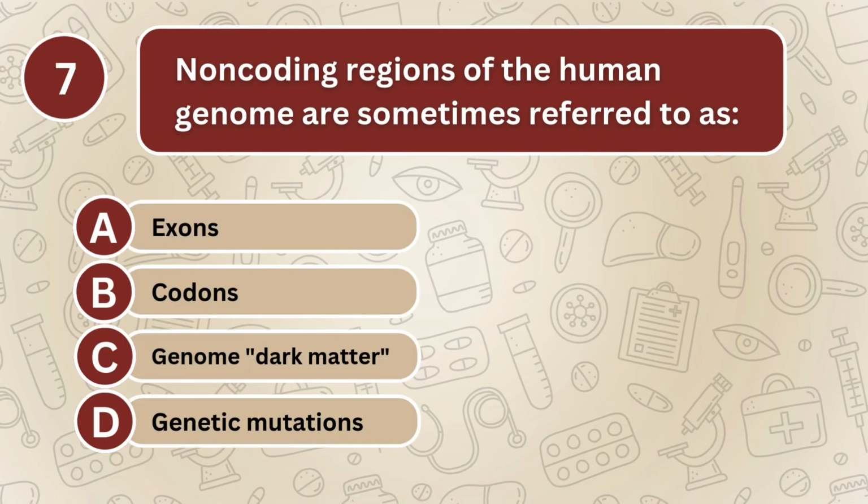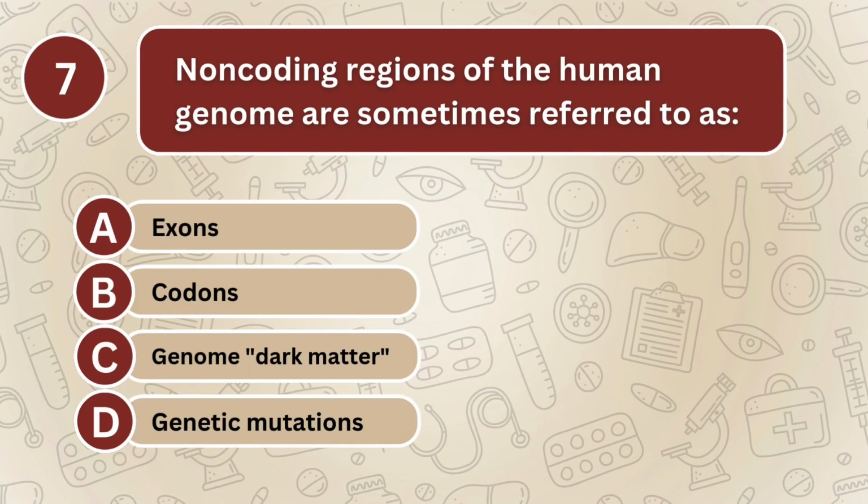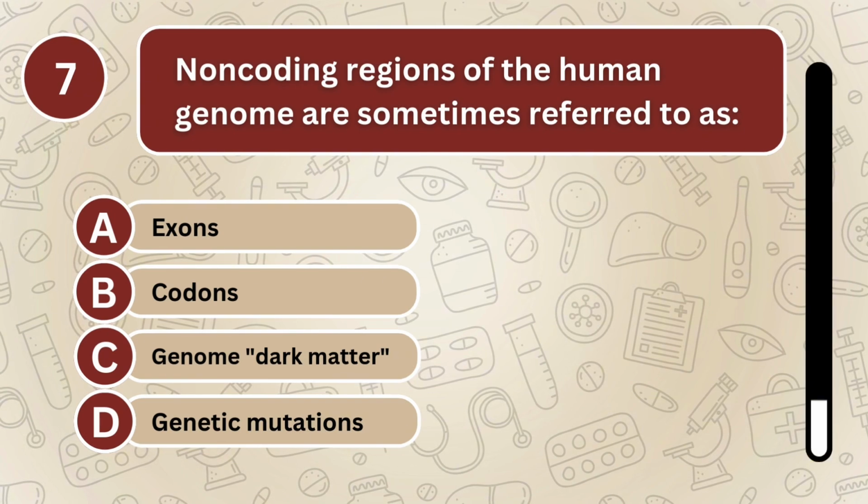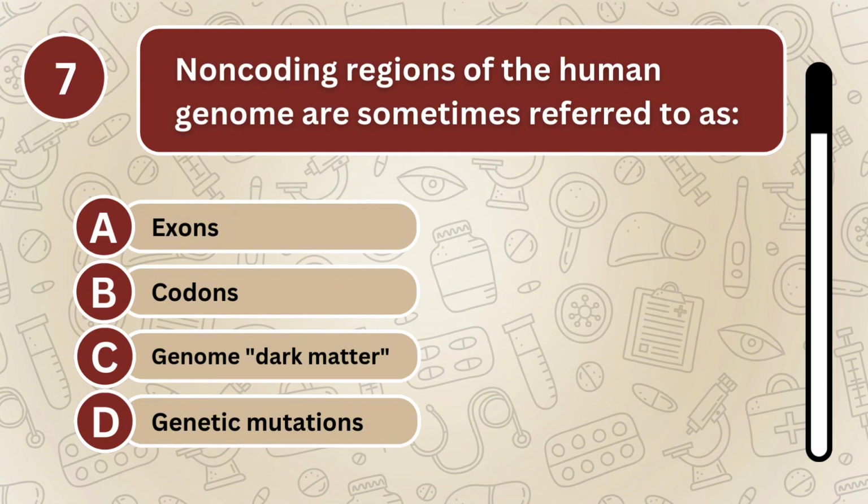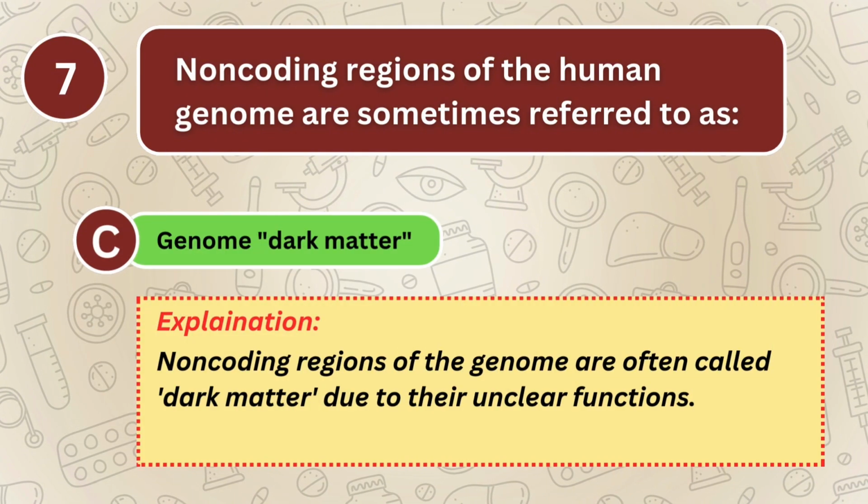Non-coding regions of the human genome are sometimes referred to as A. exons, B. codons, C. dark matter, or D. genetic mutations. C. Genome dark matter.